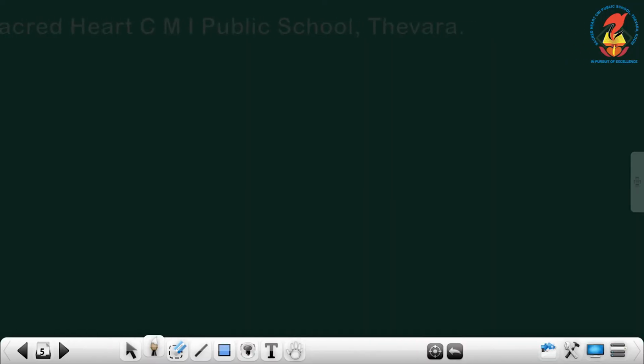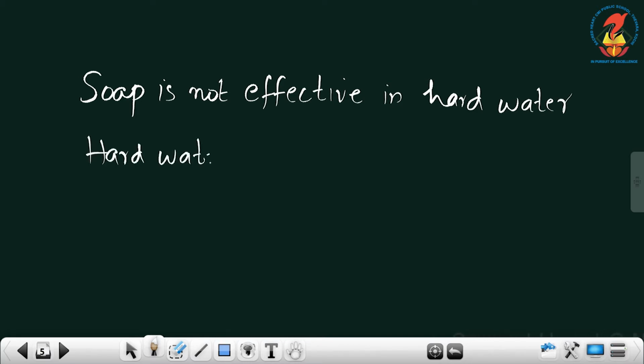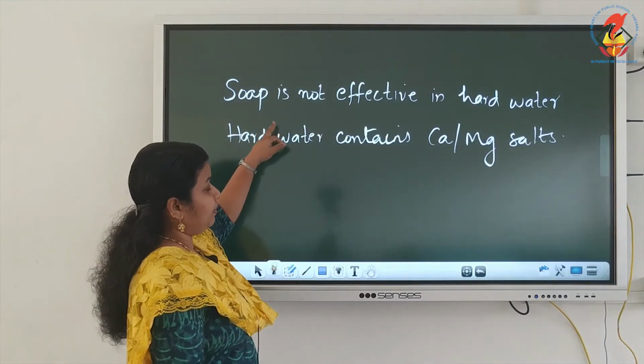Now, what is the disadvantage of soap? Soap is not effective in hard water. What is hard water? The water that doesn't produce much lather with soap is known as hard water. Hard water contains calcium and magnesium salts.